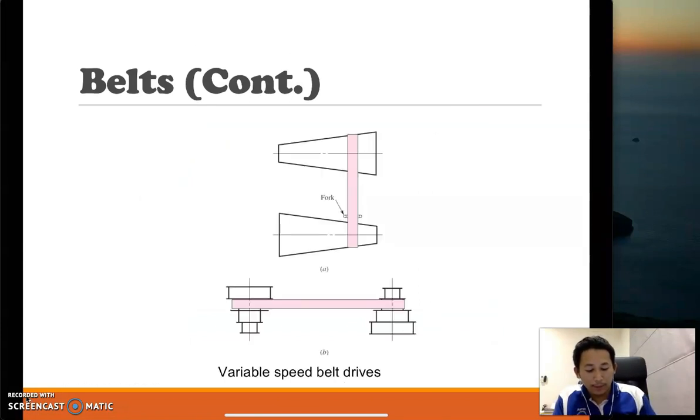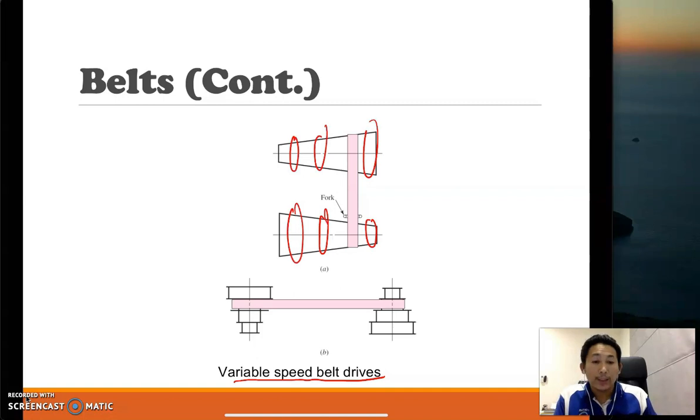This one is also for a variable speed belt drive. We have different sizes of pulley for driver and driven. It is somewhat like a gearbox, so that we have different speeds. We can see it if we look at our bicycle, mountain bikes: we have a front gear and a rear gear. These are different diameters, so that we have different speeds for our bicycles.